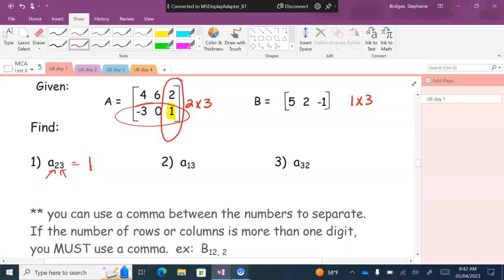The little letter tells you which matrix we're looking at. And then the subscript, the first number is which row you want to look at. The second number is which column you want to look at. And you're just telling me what value or what number is in that position.